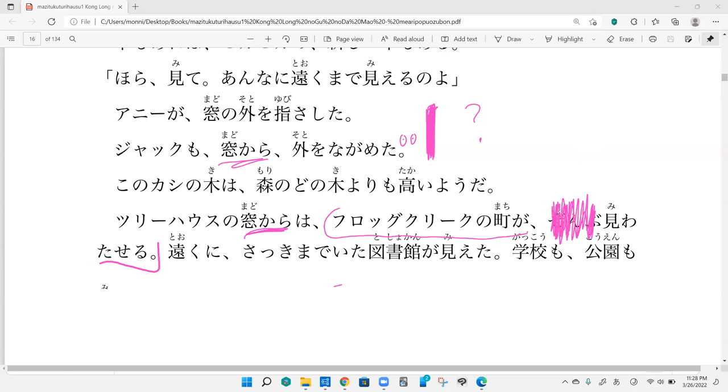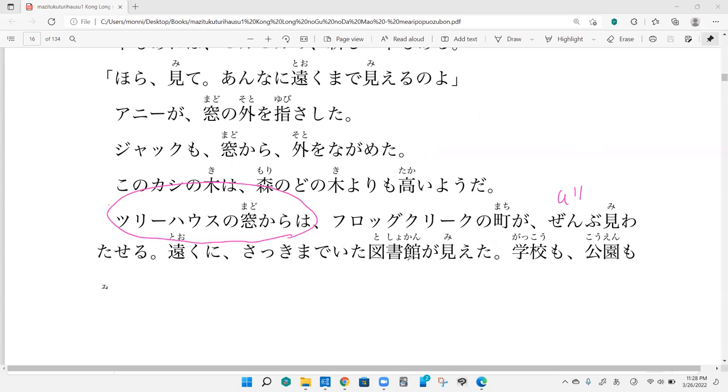So, definitely scan across all of Frog Creek. Yes. The city of Frog Creek. Perfect. So 全部 means all. Zenbu. So from the window of the treehouse, someone could theoretically scan all of the city of Frog Creek. It doesn't specifically say that somebody is scanning, but the possibility exists that you could do that.